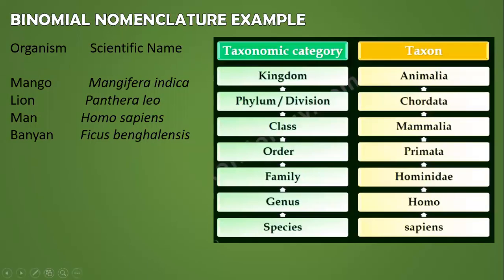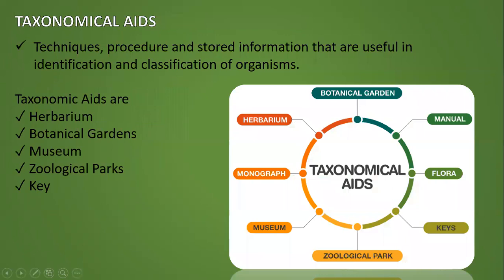Okay, guys. Let's now move on to the taxonomical aids, which is the last part of this chapter. There are mainly five important taxonomical aids which you have to study: the herbarium, botanical garden, museum, zoological park, and the key. You must study herbarium, botanical garden, museum, zoological park, and the key.